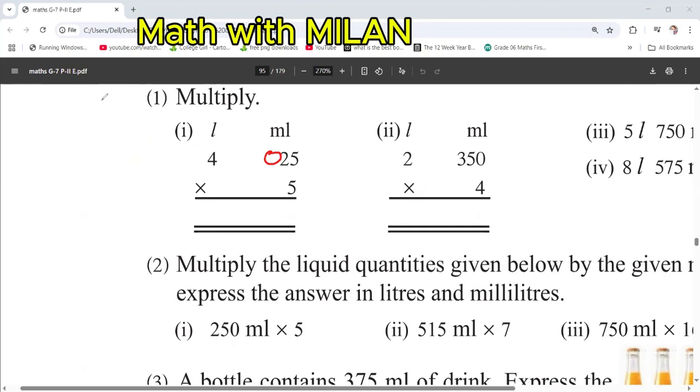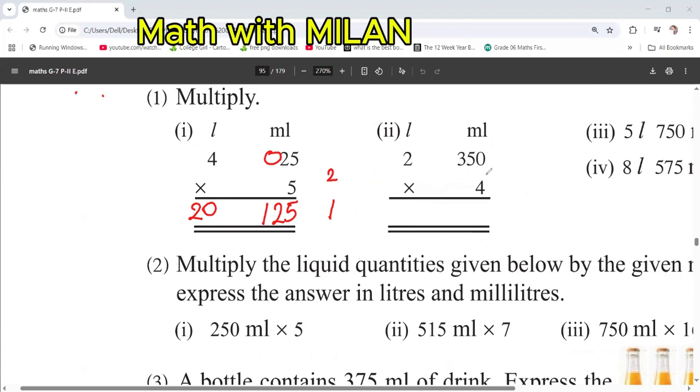Here, 5 into 5 is 25. So 2 carries. 5 into 2 is 10. 10 plus 2 is 12. So 1 carries. 5 into 0 is 0. 0 plus 1 is 1. So you need to write just like this. And 5 into 4 is 20. So your answer is 20 liters, 125 milliliters. This is how you multiply when you have to multiply both liters and milliliters.